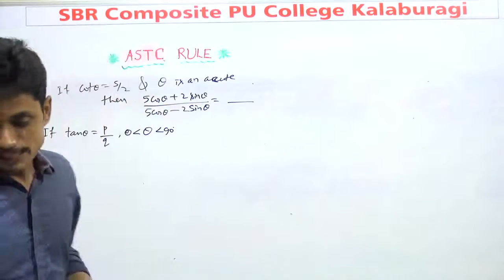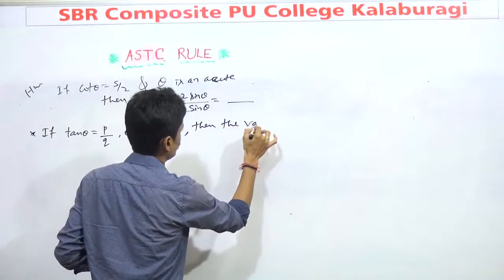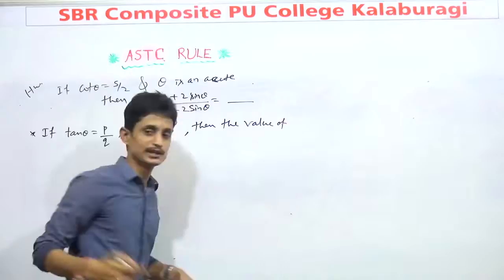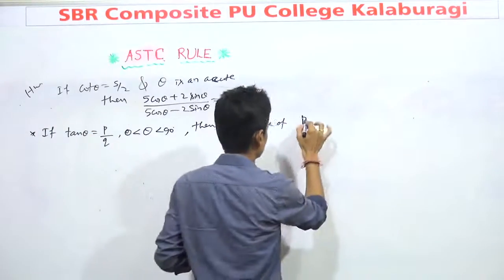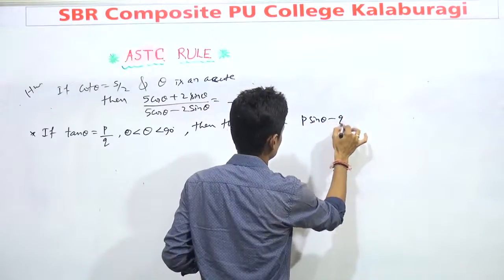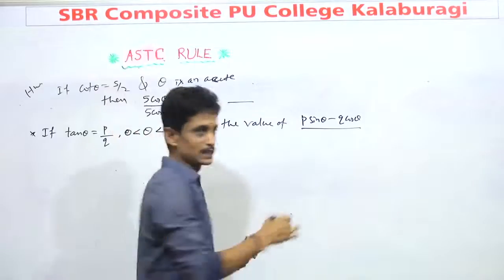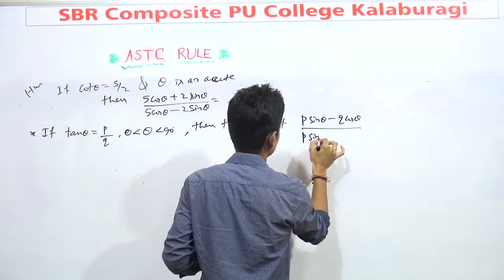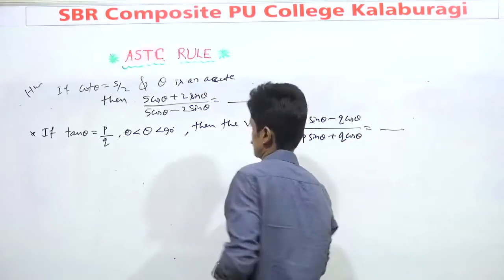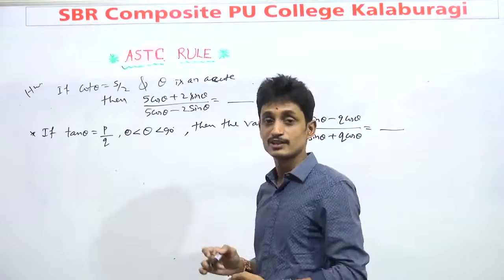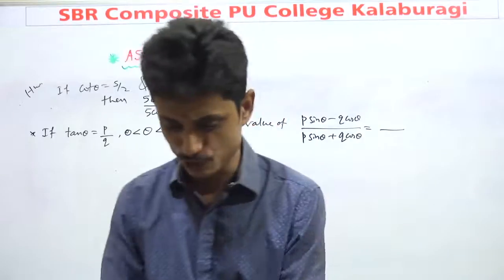Then the value of, here two ratios they have given, (p sin theta minus q cos theta) upon (p sin theta plus q cos theta) equal to dash. I will not give any answer, I just need the answer from your side. Very simple question, easily we can solve that one.